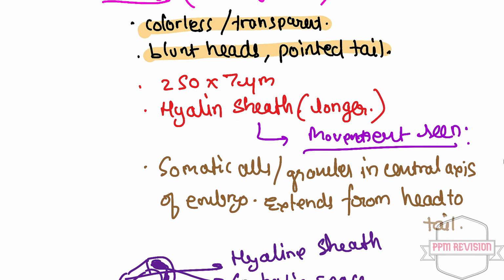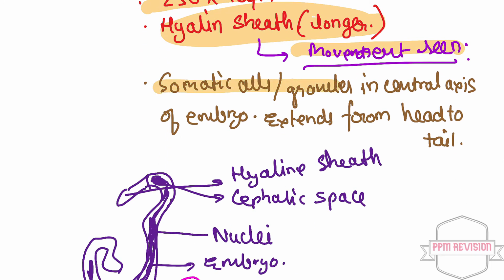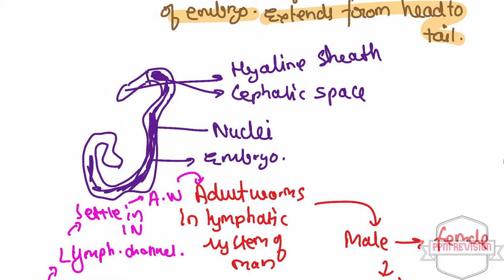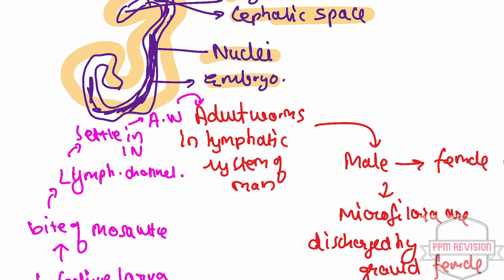It is mainly 250 by 7 micrometer, covered by the hyaline sheath, and the movement is seen. Somatic cells and granules are present in the central axis of the embryo and extend from the head to the tail. Now looking at the diagram, there is the hyaline sheath, there is the cephalic space, and there are nuclei present from the top to the bottom. Due to the space of the hyaline sheath and within the cell, we can see particular movements, and also the embryo is present.